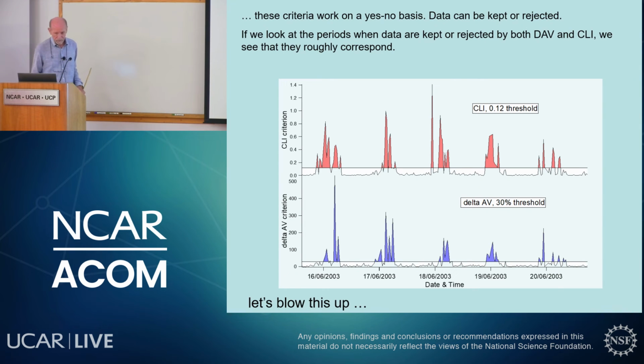We should remind that the criteria work on a yes or no basis. Data can be kept or rejected. So if we look at the periods when data are kept or rejected by these two criteria, more or less they correspond. This is a series of measurements which had been made on an onion field. And as you can see, of course you can put a threshold which is different for the two criteria, but this is only numerical. But you see that you can eliminate more or less the same periods for non-stationarity.